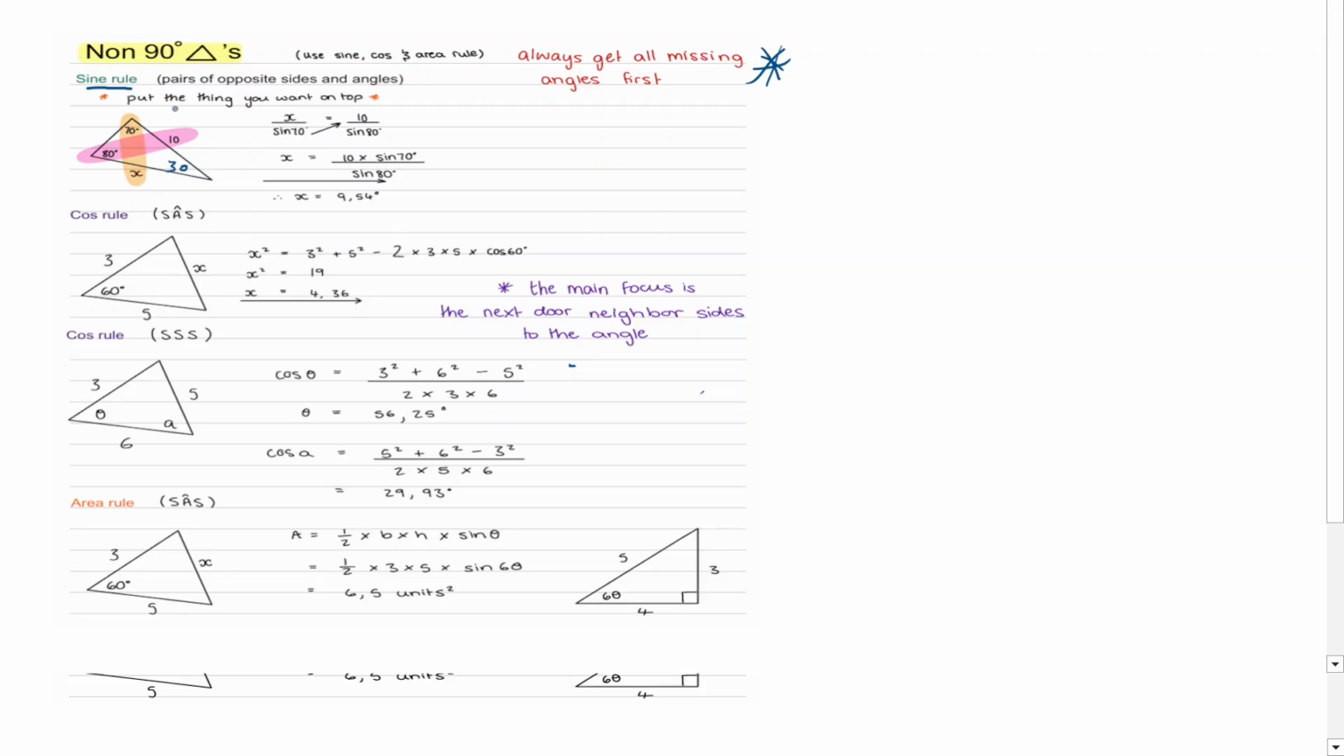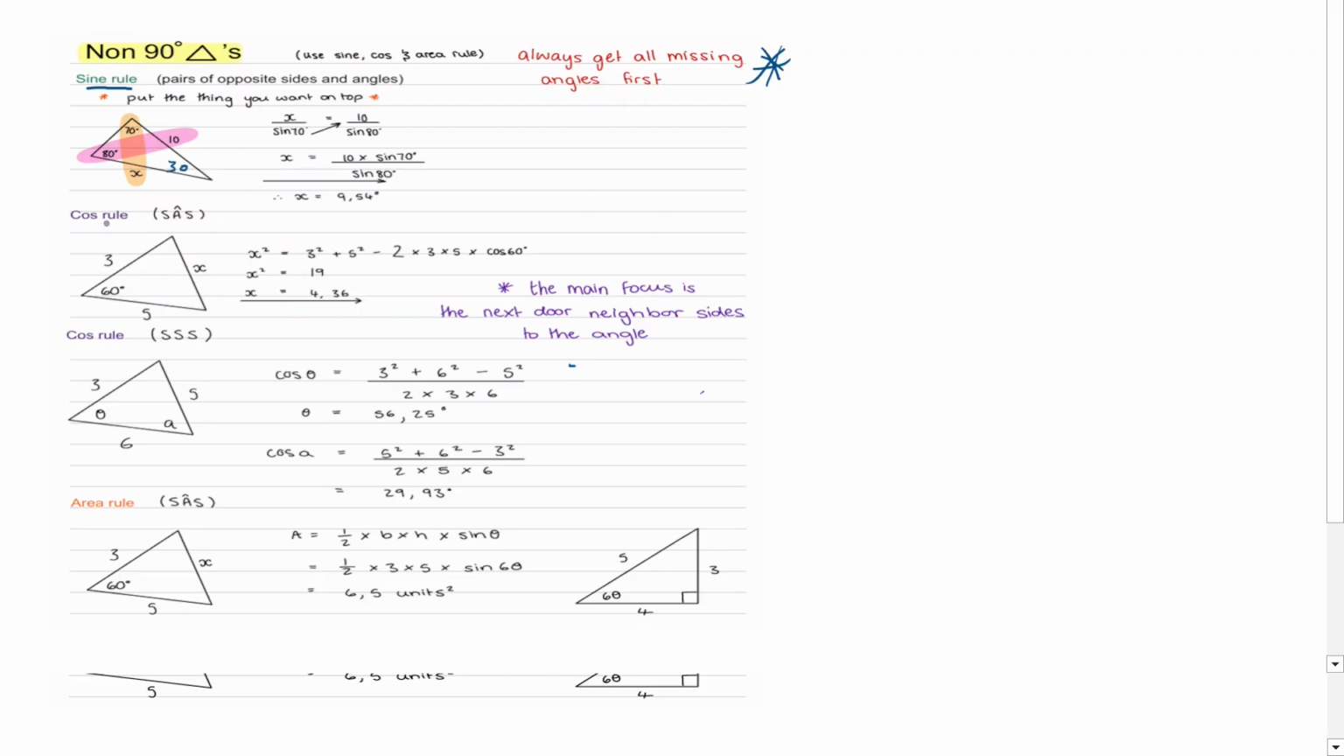I personally like to put the thing that I want on top. Again, it just simplifies life in the middle of a test or exam. And so I put x on top over sine of 70 equals 10 over sine of 80, and then all I have to do is just move the sine 70 up to the top, and I can put that in my calculator. If I needed an angle and I didn't have this 70 and it was theta, then I would have put sine theta at the top over its side and carried on, and because I needed a theta I would have shifted at some point.